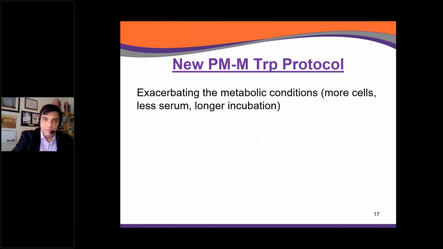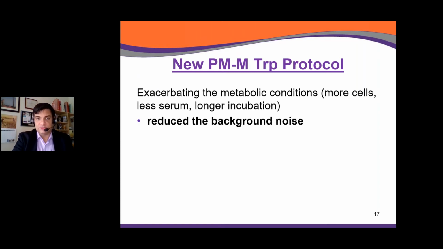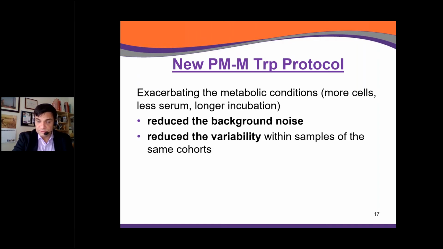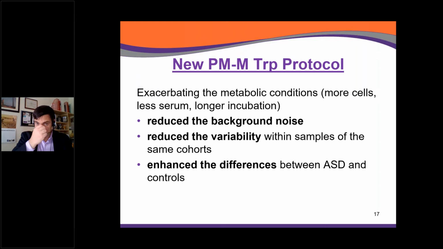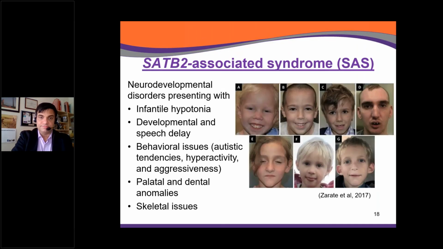And so overall, we realized that exacerbating the metabolic conditions, by increasing the cells for the same amount of energy source, decreasing the serum, and expanding the incubation, we create a more extreme and more competitive metabolic environment. And this leads to reducing the background noise, reducing the variability within the samples, and enhancing the differences between ASD and controls, so increasing the discrimination power of the test. So our conclusions were that basically the ASD cells are less capable of producing NADH in a more challenging metabolic environment as compared to controls.